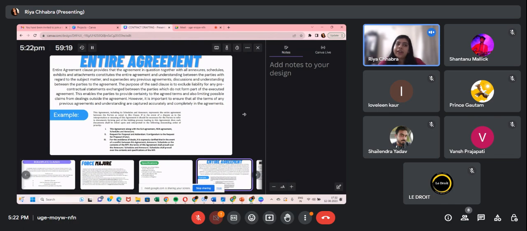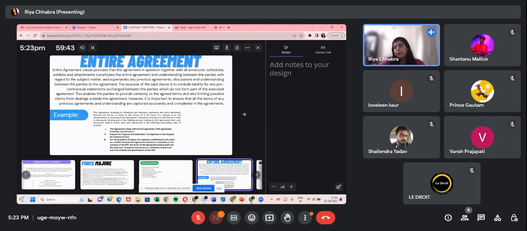So, if you read, the entire agreement clause provides that the agreement in question, together with all annexures, schedules, exhibits, and attachments, constitutes the entire agreement and understanding between the parties with regard to the subject matter, and supersedes any previous agreements, discussions, and understanding between the parties to the agreement.